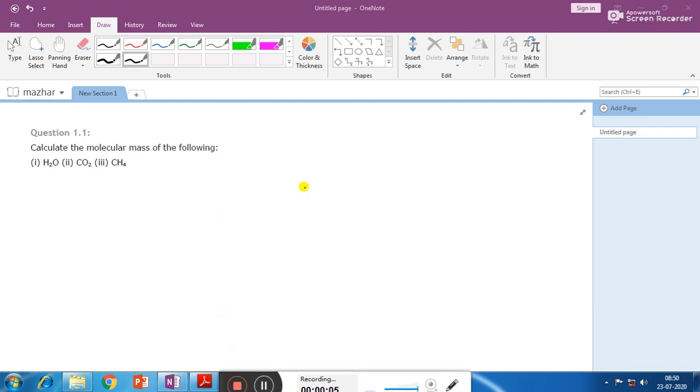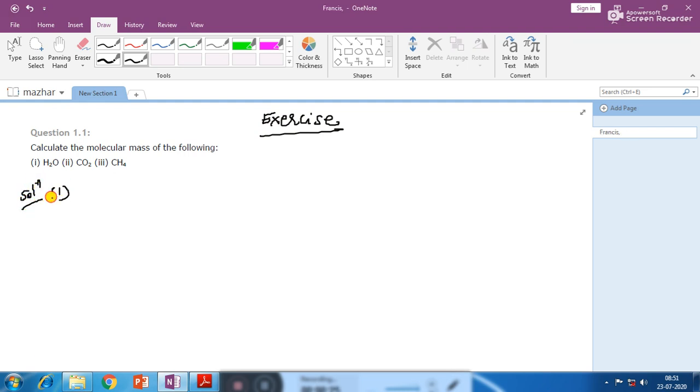Hello students, today we will study exercise numericals of unit 1. In that, question number 1 is calculate the molecular mass of the following.